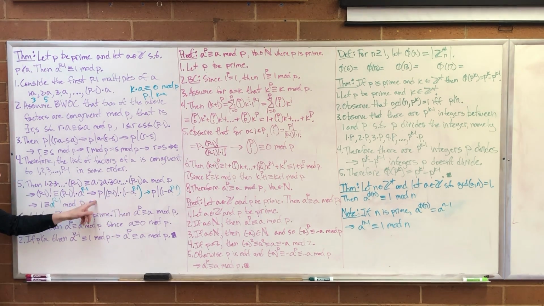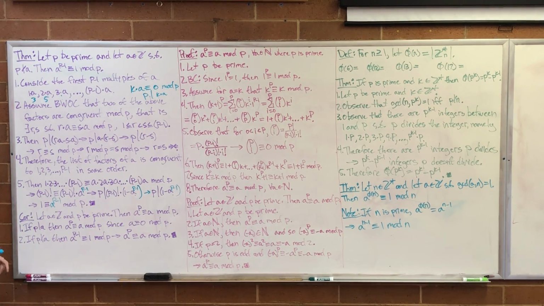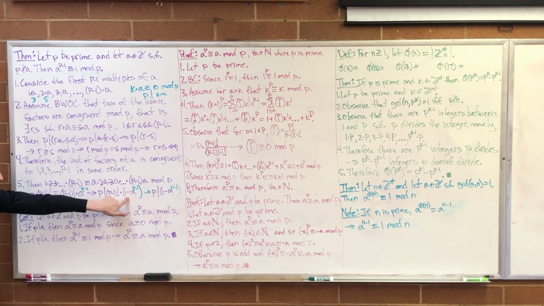What does that mean? p is a prime. It divides the product of two numbers. This is just an integer. This is just an integer. Whatever it is, doesn't matter. The point is, it divides one or the other. It has to divide one of those two.